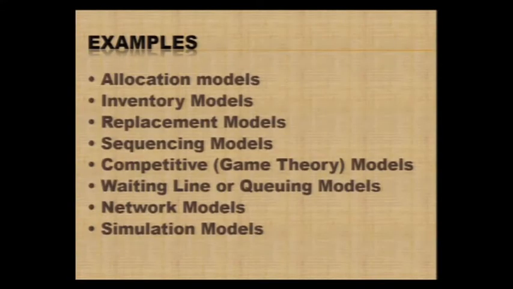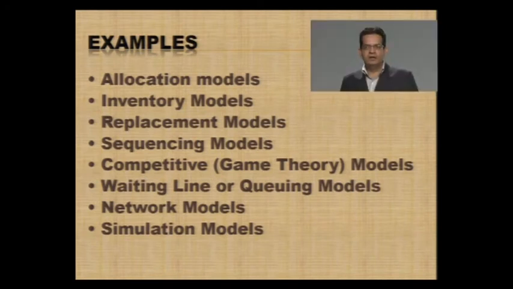Now we have some examples of models which are used in OR: the allocation models, inventory models, replacement models, sequencing models, game theory models, waiting line or queuing models, network models, PERT and CPM, and simulation based models.